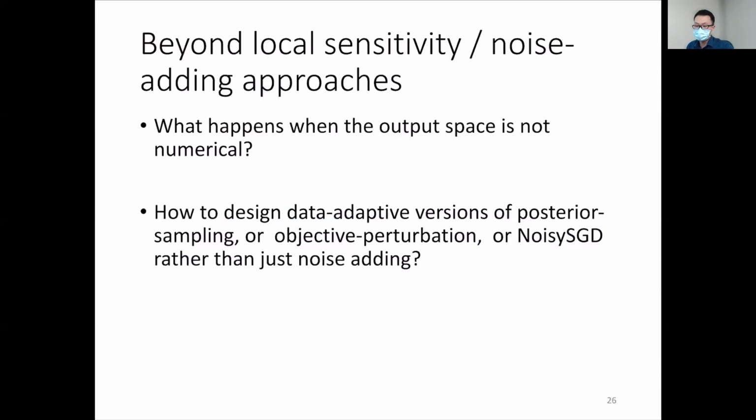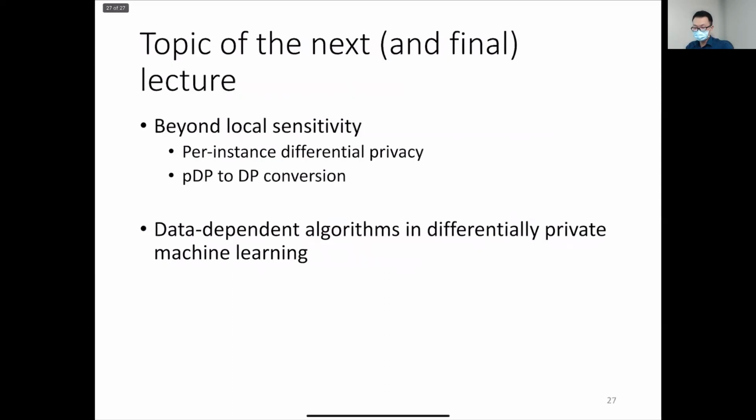They're more complicated than that, and they depend on other system dependent and data dependent quantities other than just local sensitivity. So we'll talk about how to generalize the idea of propose-test-release, and then think about how that can help us come up with data adaptive and more useful versions of these differentially private machine learning algorithms in the next lecture.